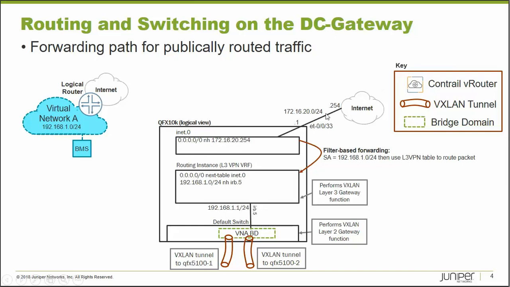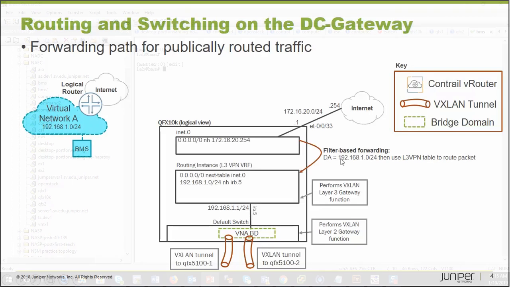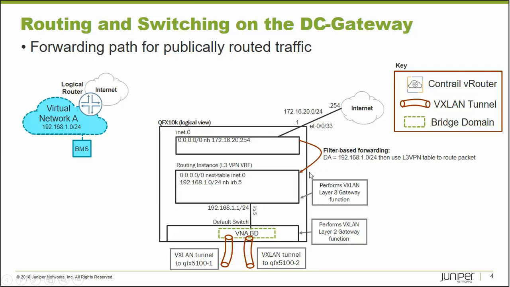On the way back, any traffic coming back will get routed based on a firewall filter that says for any traffic destined for 192.168.1.0, then use the layer 3 VPN table, which this should say destination address. So let me go ahead and fix that. So anything destined for 1.1.0, forward it based on this routing table, and then anything destined for the 192.168.1.0 network, go through IRB5 and then forward based on this Ethernet switching table down here. And then eventually it'll hit the appropriate destination. So that's what we're looking at.